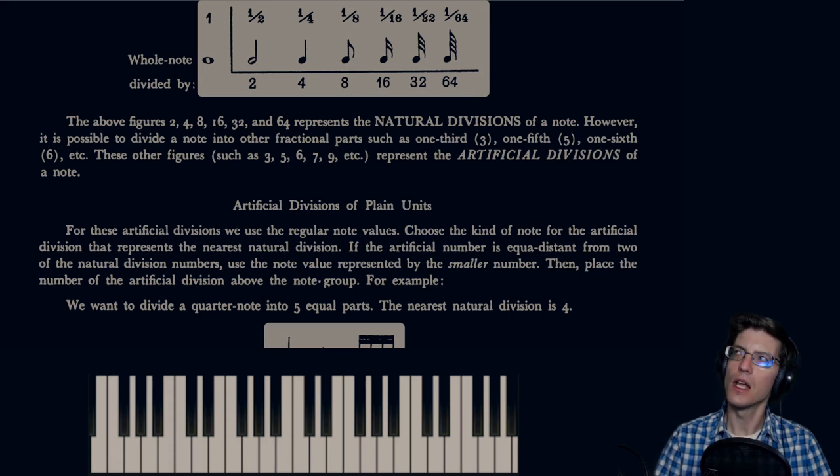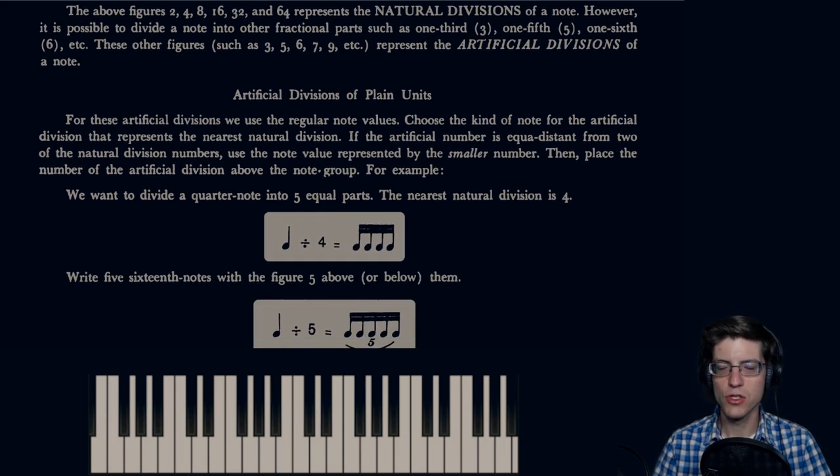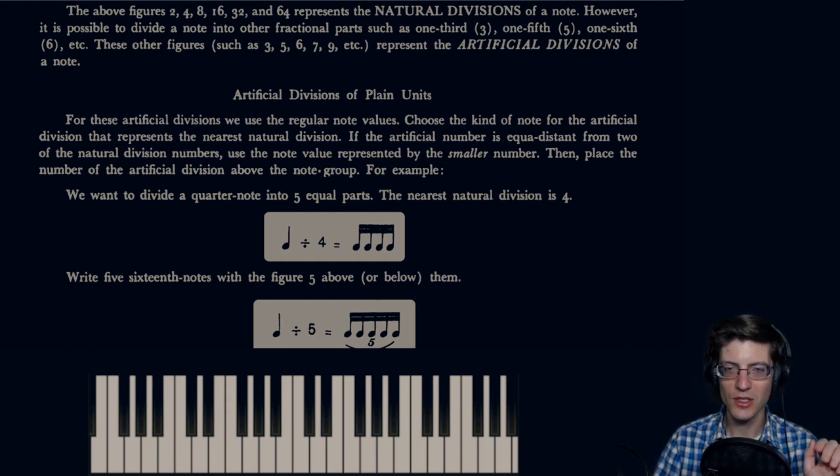So if it's not one of the natural numbers, essentially an even number, then it's going to be an artificial division. Artificial divisions of plain units. For these artificial divisions, we use the regular note values. Choose the kind of note for the artificial division that represents the nearest natural division. If the artificial number is equidistant from 2 of the natural division numbers, we use the note value represented by the smaller number. Then place the number of the artificial division above the note group. Okay, that's pretty wordy. So let's actually show an example.